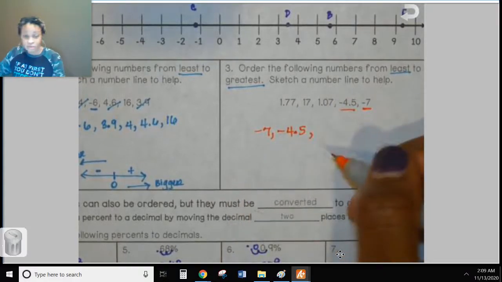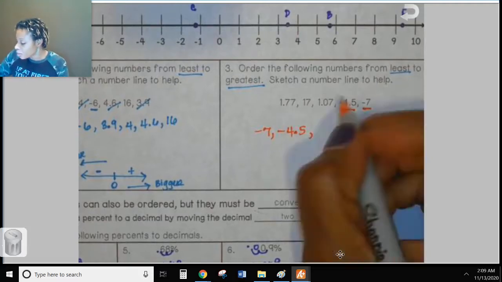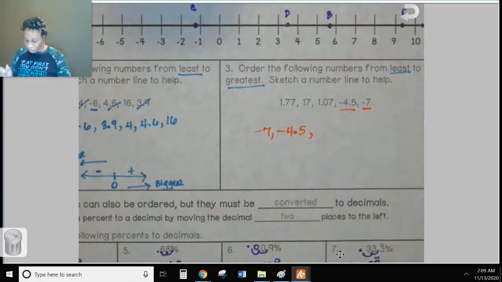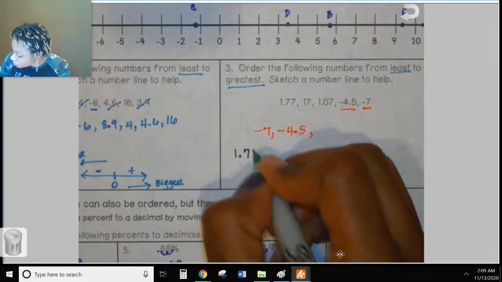And then after that, I start looking at my positives. I see 1 and 7 hundredths, and I see 1 and 77 hundredths, and then I see 17. Well, we know 17 is going to be our last number, but these two are very close. So here we're going to use our strategy of comparing these numbers. So I'm going to write them here.